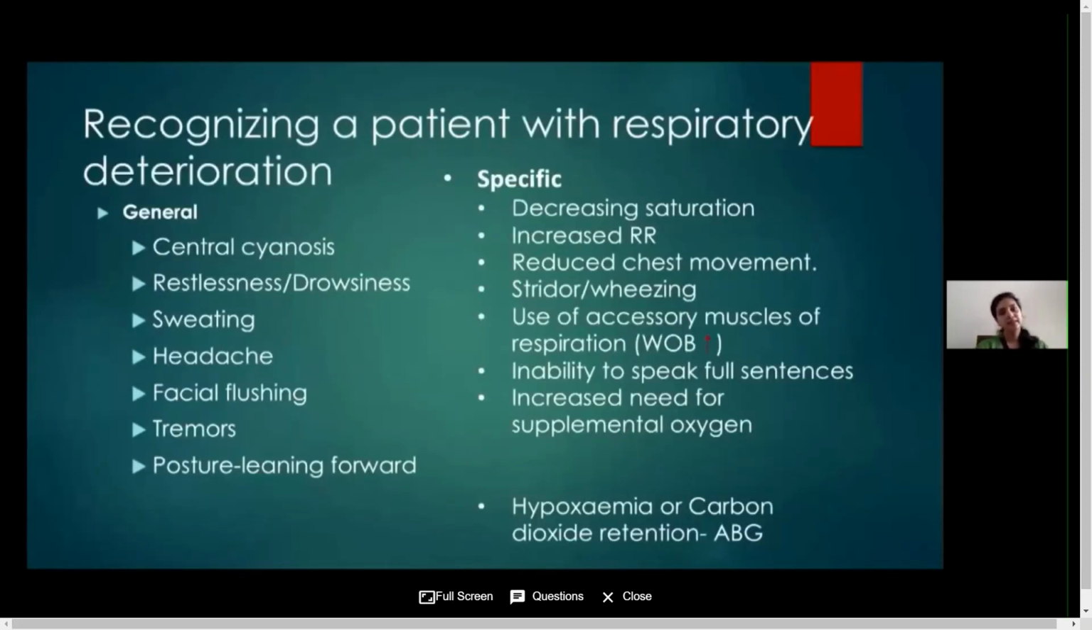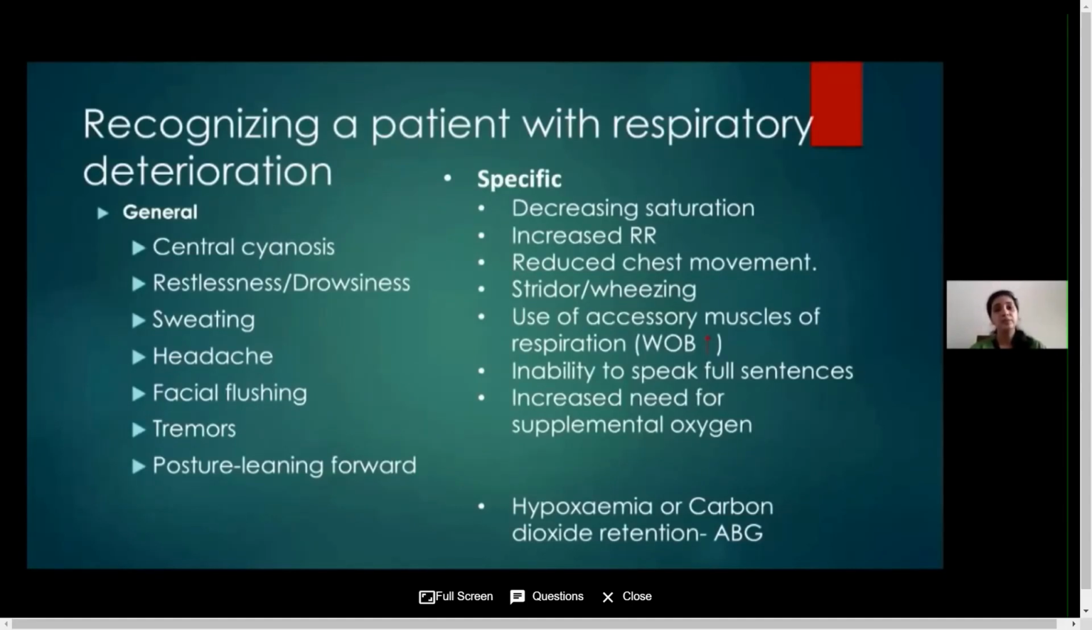So how would you recognize a patient who is having respiratory distress? On the outset, you might recognize that the patient is cyanosed. He might be restless or drowsy. He might be sweating, has a headache. He also has facial flushing, tremors, and he might be leaning forward, unable to breathe.